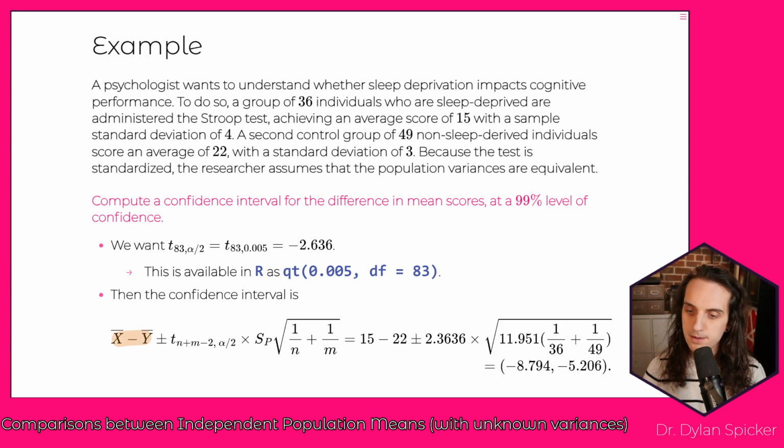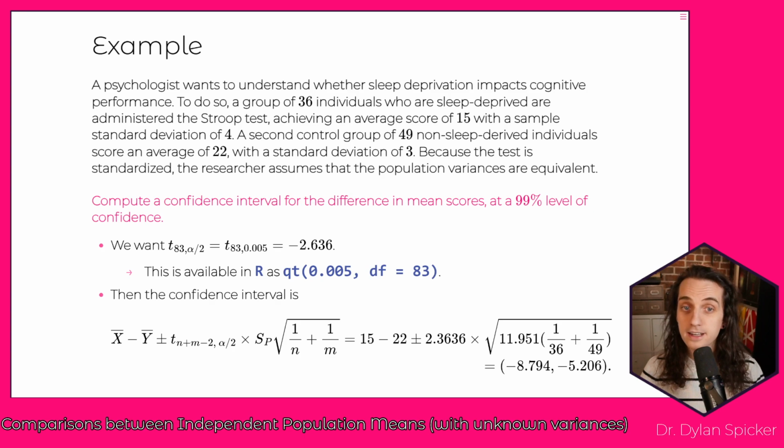So then we can plug into our confidence interval formula here. We have X bar minus Y bar. We're going to be plugging that in as 15 minus 22, plus or minus the critical value times our estimated standard error here. Okay. Note that we're putting in the 11.951, which is our pooled variance estimate, inside of the bracket because we don't have S_p, right? S_p is going to be the square root of 11.951, and so we can put it inside of our square root here. If we work through, that gives us this interval of negative 8.794 to negative 5.206.